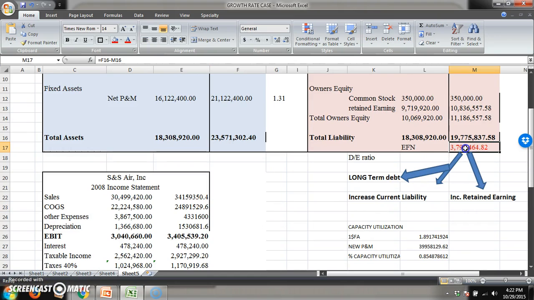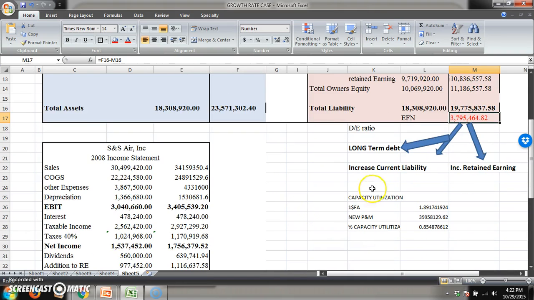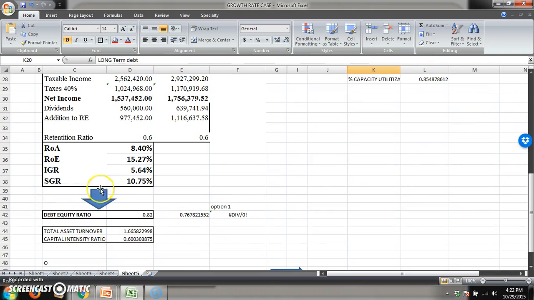A significant amount of financing is needed to expand, which is incredible. Now, in order to really grow over 10%, the company will have to use a host of financings. It will have to increase its retained earnings, increase its current liability, as well as use some long-term debt if at all they want to grow over 10.75%, as we see the sustainable growth rate.